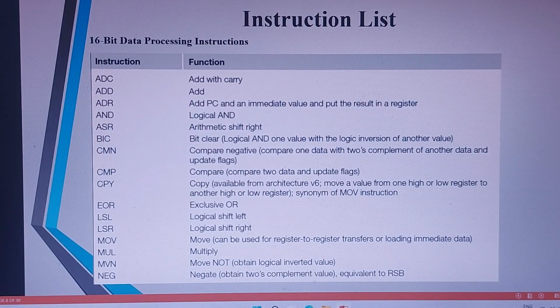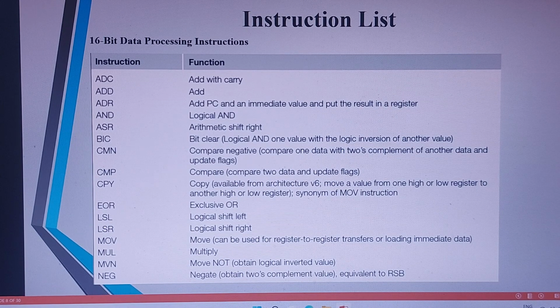So first we'll look at 16-bit processing instructions. Here you can see there are two add instructions, ADC and ADD. ADC adds with a carry and ADD is simple addition. If there are two registers R0 and R1 which are performing the add operation on them, then ADC will add R1 plus R2 and also adds the carry to the result of R1 plus R2. Whereas in only the ADD instruction, it only adds R1 and R2 and it does not consider the carry flag in addition.